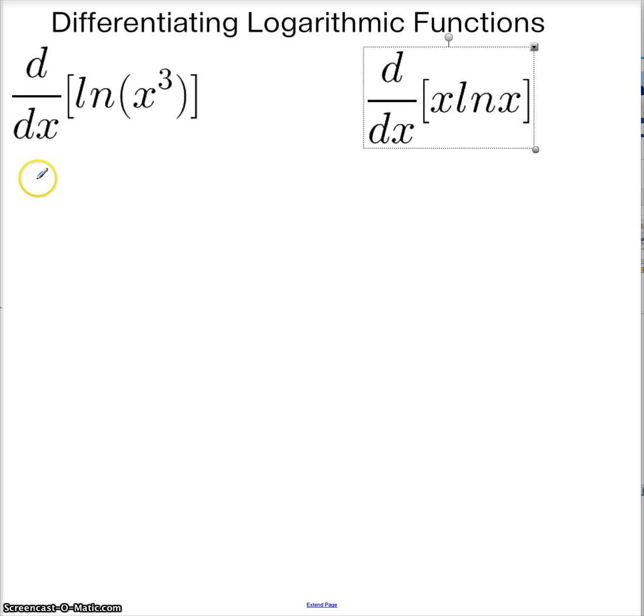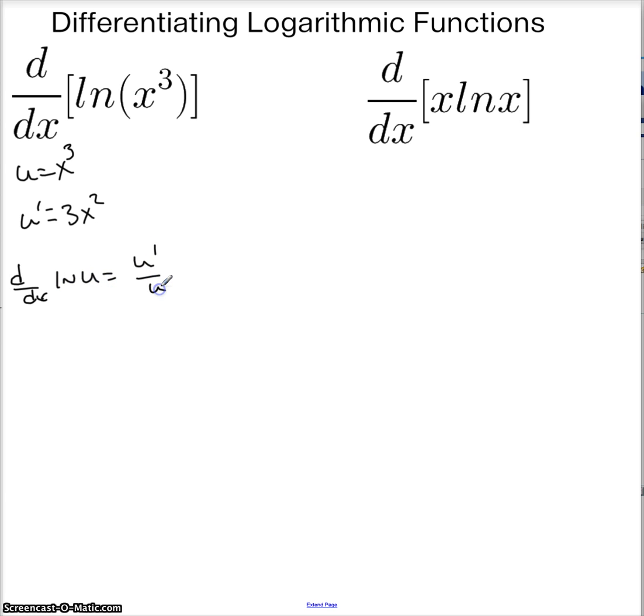Now let's look at this one. Let u equal x cubed, then u prime is 3x squared. So the derivative with respect to x of the natural log of u is u prime over u. So this is 3x squared divided by x cubed. Or, two of those cancel, I'm left with 3 over x. That's interesting.